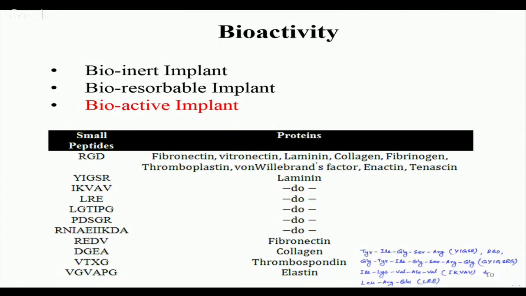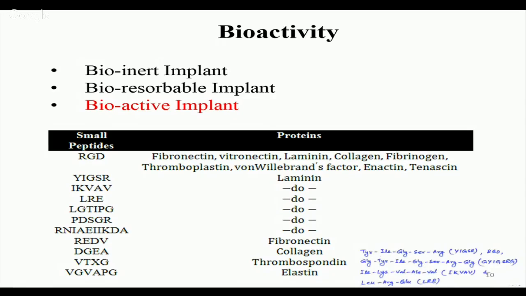body fluid. But now I would like to mention that there are certain cues like RGD, arginine glycine aspartic acid, then YIGSR, IKVAV, LRE, REDV. These are different small peptide sequences that are recognized by the cells. So a perfectly inert material, if you somehow attach these kinds of cues on the surface, behaves like a bioactive material. A material which is worst for cell adhesion becomes bioactive, an excellent material for cell adhesion.